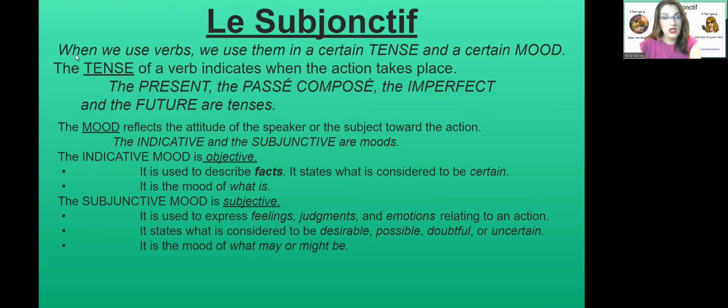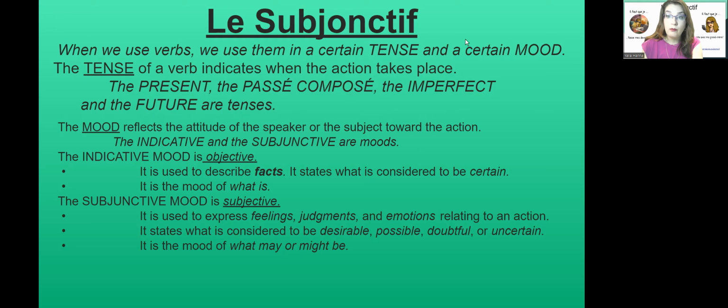Let's talk about verbs in general. When we use verbs, we use them in a certain tense, in a certain mood. We've been talking so far about tenses, but now we're going to learn that there are also some moods when we talk about verbs. What is a tense? The tense of a verb indicates when the action takes place. For instance, we have the present, the passé composé, and the imperfect, as well as the future tense. All these are tenses that indicate when the action takes place.